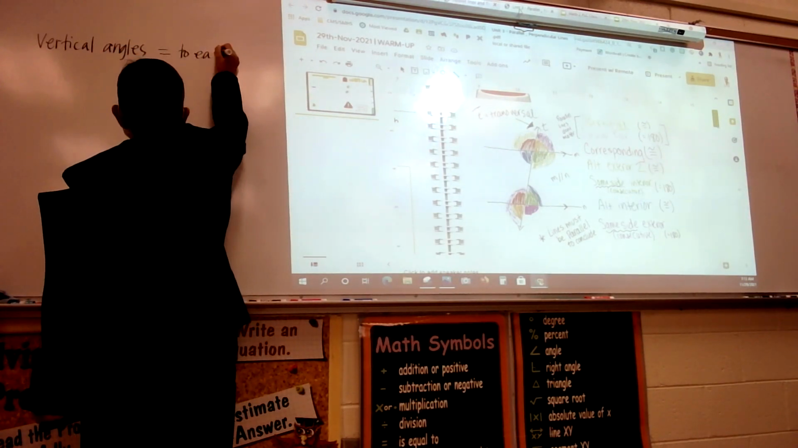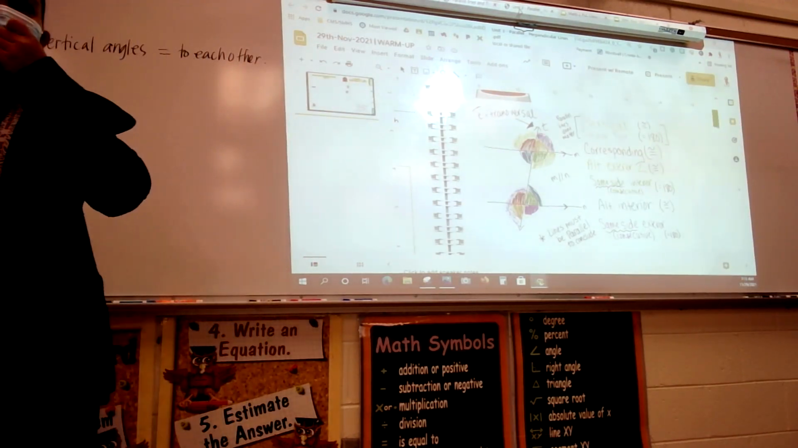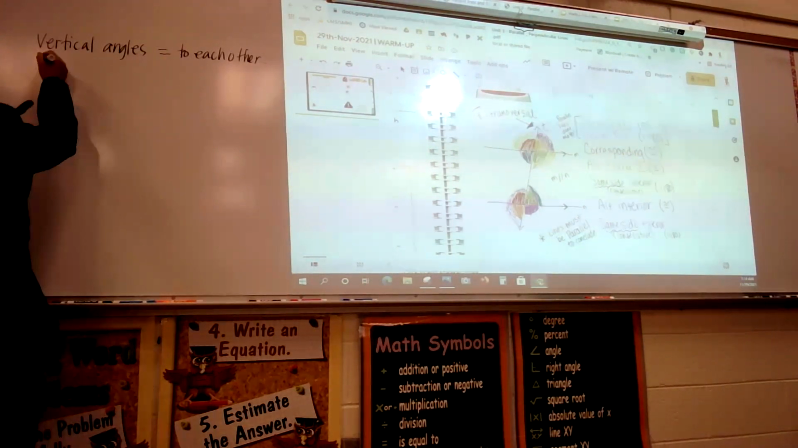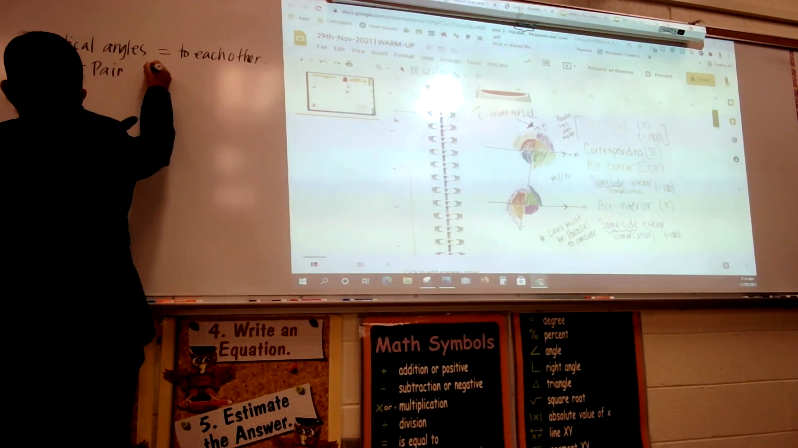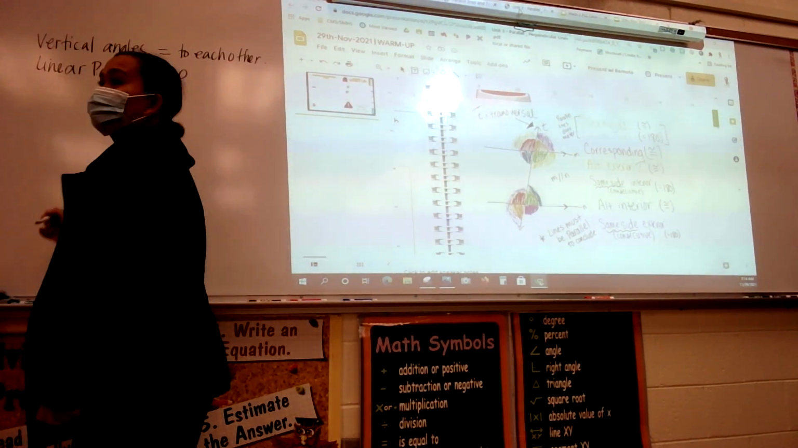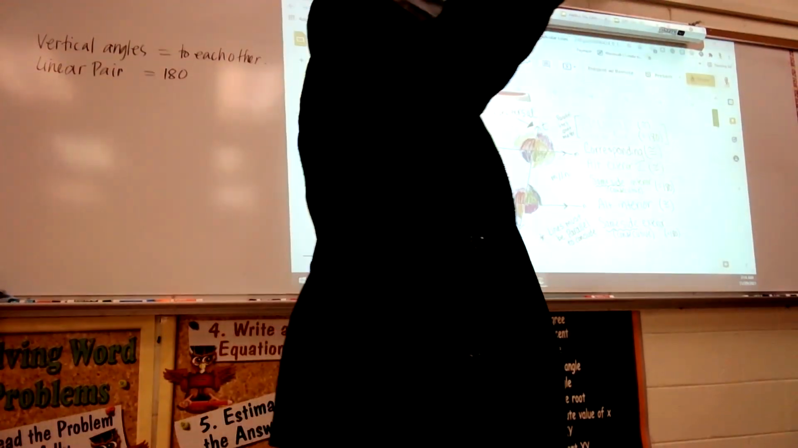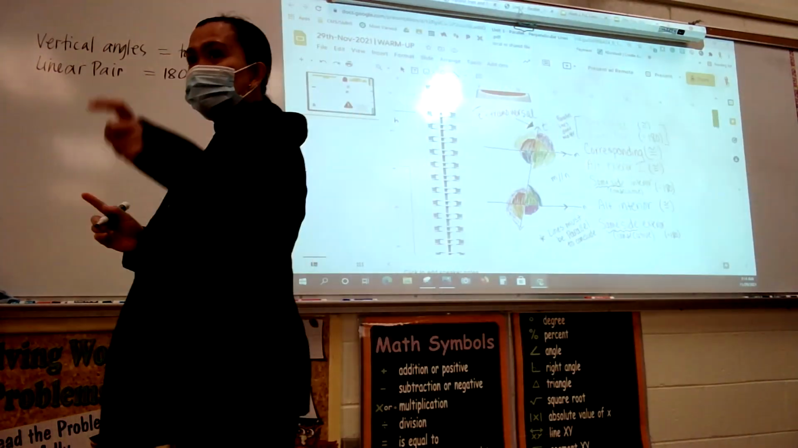Equal to each other. What else? Another angle relation, please. Linear pair is equal to 180. Very good, because they are supplementary as well. Any more angle relations, please? Corresponding.